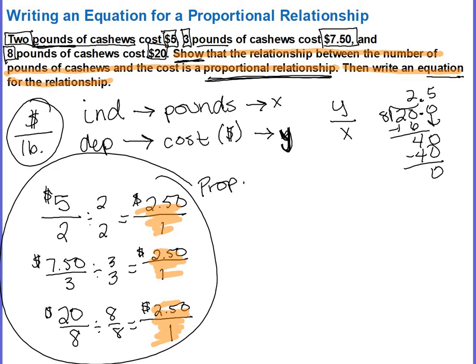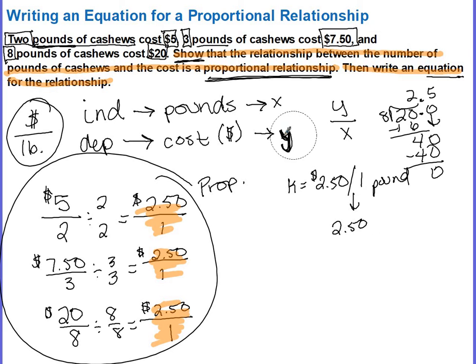Now the next thing we want to do is look at how I can use this constant of proportionality, which we said is K. So K is $2.50 per 1 pound. This can also just be written as 2 and 50 hundredths to make it easier to work inside of our equations.